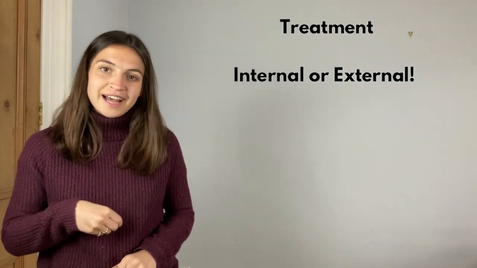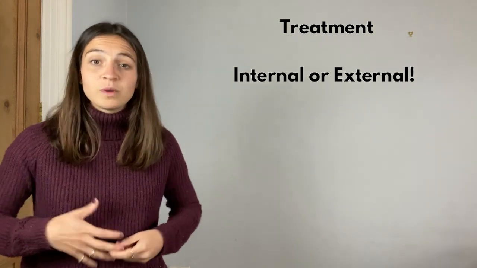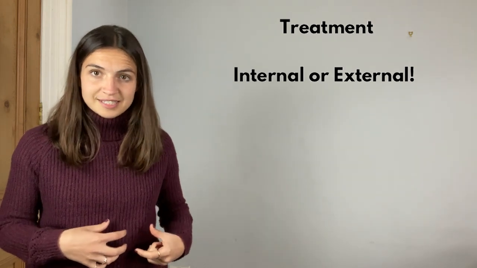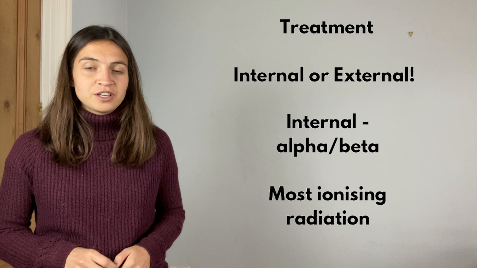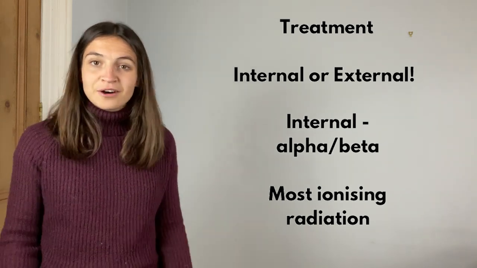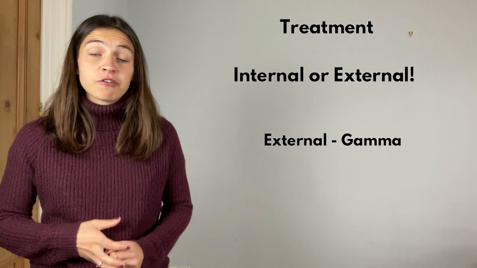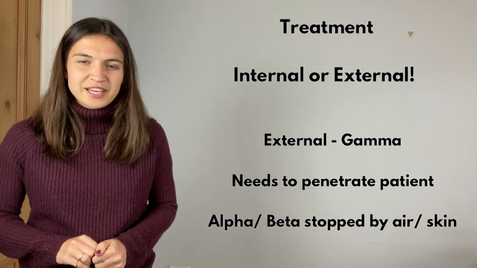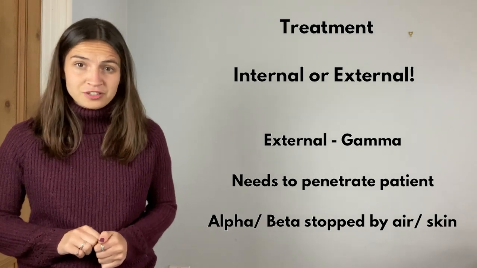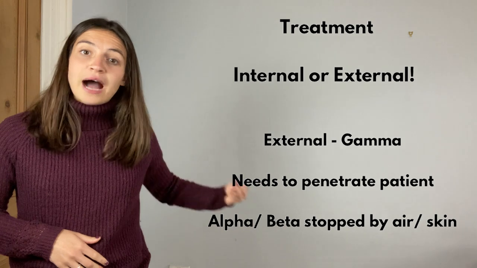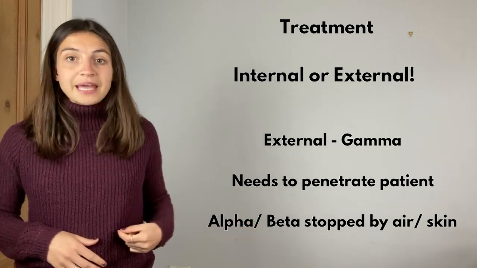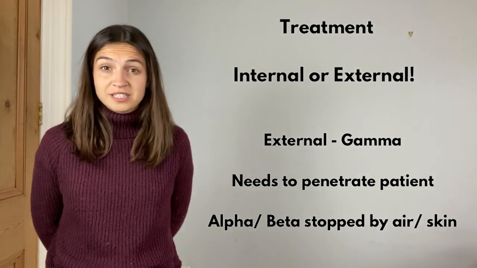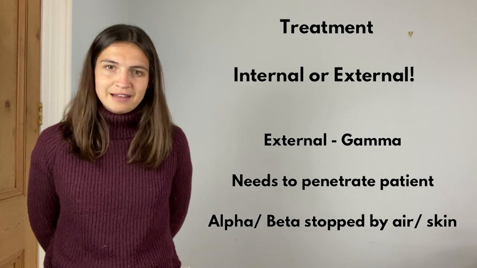Internally, a patient will ingest a radioactive isotope, which will emit ionising radiation within the patient and therefore attack those cancerous cells. For internal treatment, we often use alpha or beta sources because they are highly ionising. However, if we are doing some external treatment, we might choose to use gamma rays. This is because alpha and beta are not very penetrating and are unlikely, if they are outside the patient's body, to make it to the tumour. They may be absorbed by the air or the patient's skin before they can make it to the cancerous cells.